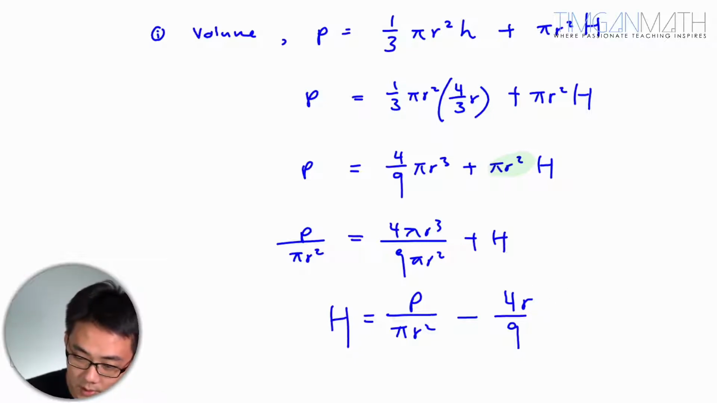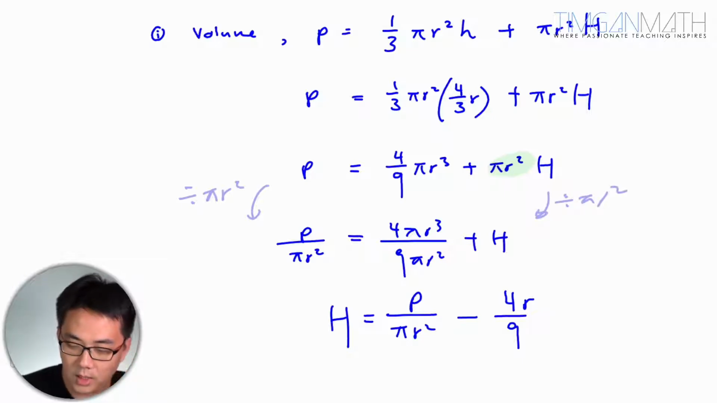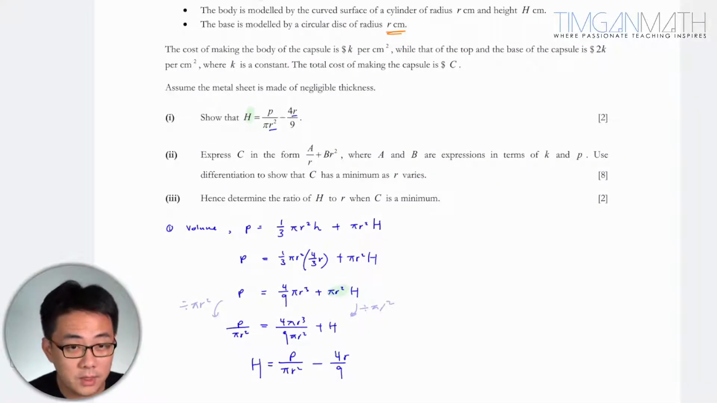There you go. Let me just write this down for you. Divide by pi r square. Okay, good job. There you go. So let's look at part C, part 2.